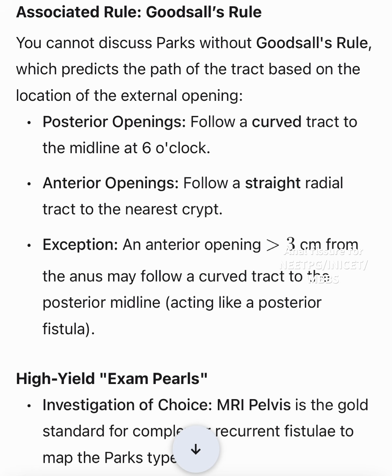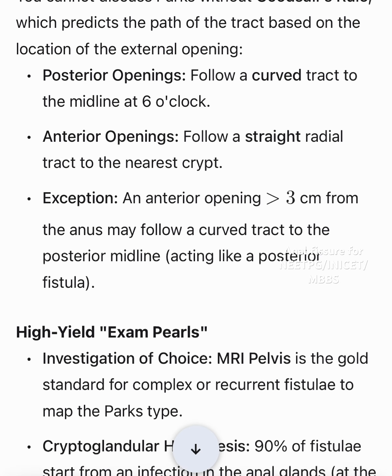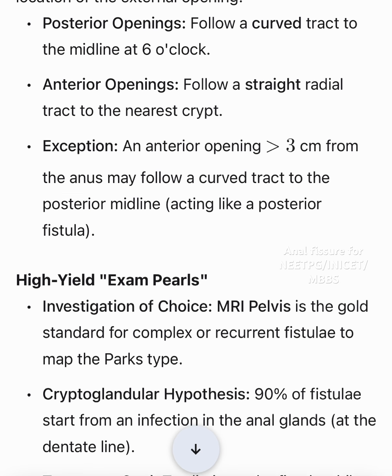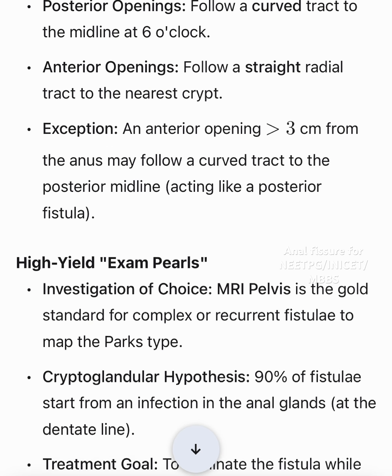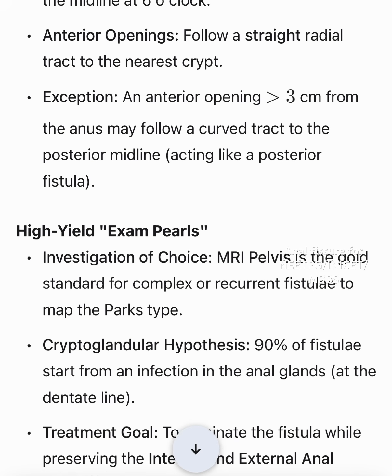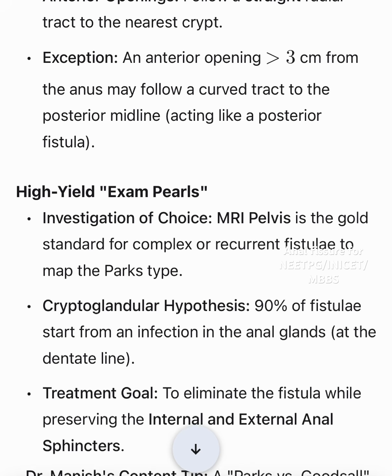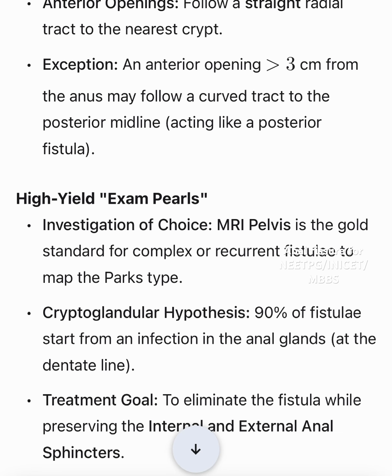Associated rule: Goodsall's rule. You cannot discuss Parkes without Goodsall's rule, which predicts the path of the tract based on the location of the external opening. Posterior openings follow a curved tract to the midline at 6 o'clock. Anterior openings follow a straight radial tract to the nearest crypt. Exception: an anterior opening 3 cm from the anus may follow a curved tract to the posterior midline, acting like a posterior fistula. High yield examples: investigation of choice, MRI pelvis.